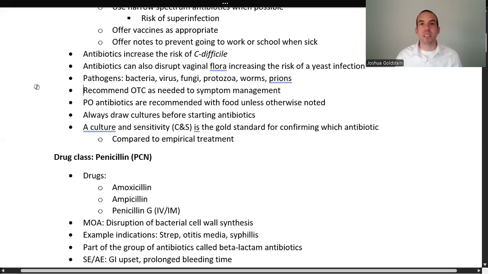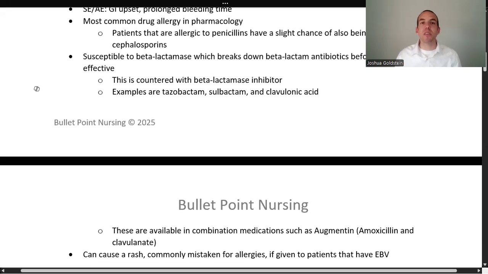I don't think you'd really be testing on that at the RN level, but you'll definitely hear it in practice, especially in infectious disease. So it's a good term to know. The side effects of penicillins is GI upset. And again, one of the ways to avoid that is to have the patient take it with food. It can also cause extended bleeding time. Penicillin is the most common allergy in all of pharmacology.